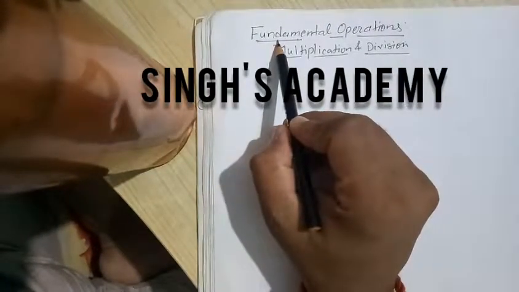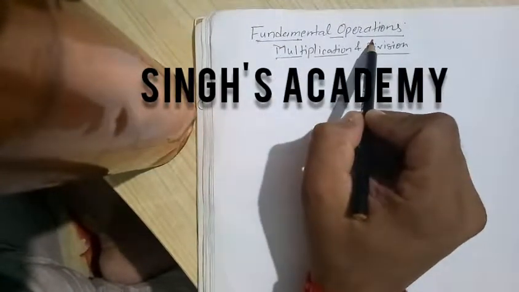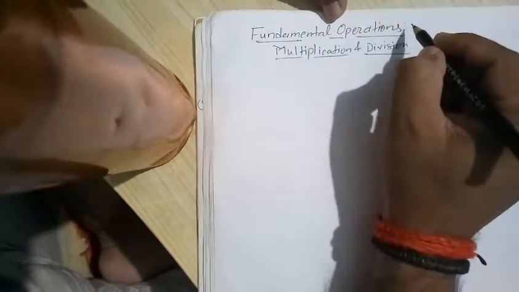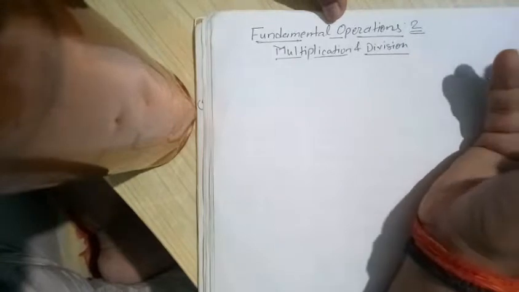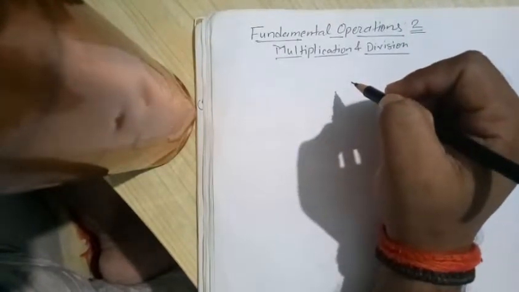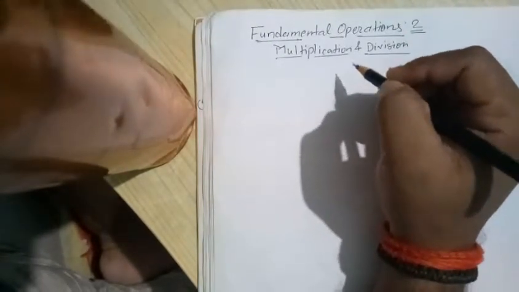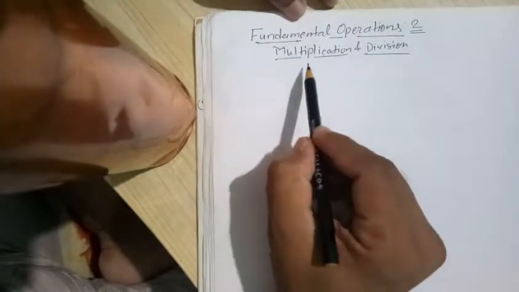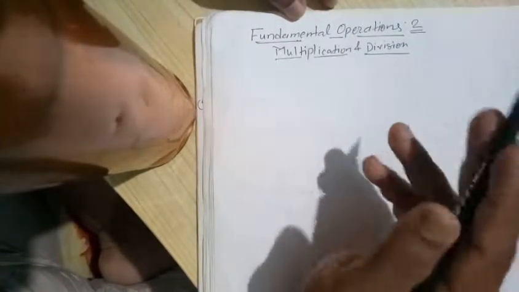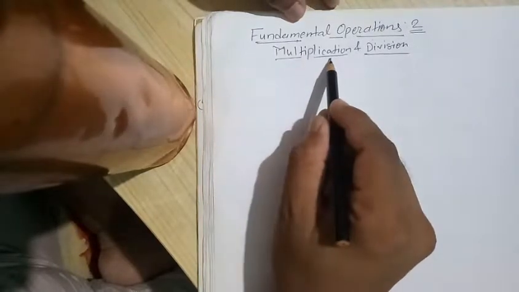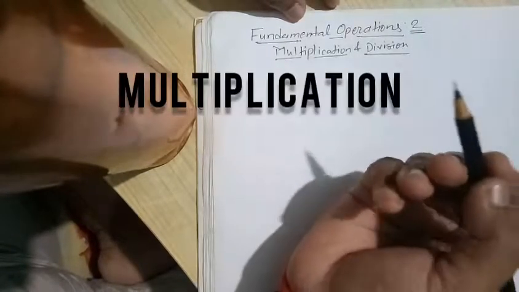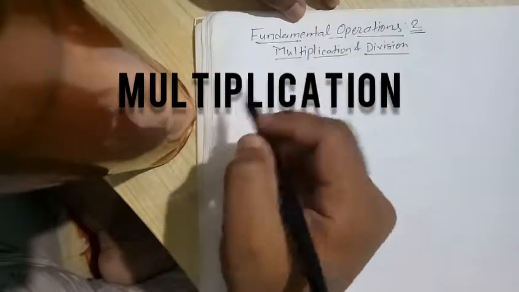Today we are going to discuss fundamental operations. This is part 2. In part 1 you have already learned about addition and subtraction in algebra. Today we are going to discuss multiplication and division, but most likely we are going to complete just multiplication. So let's begin. Here we go.